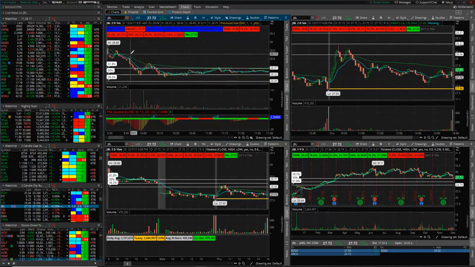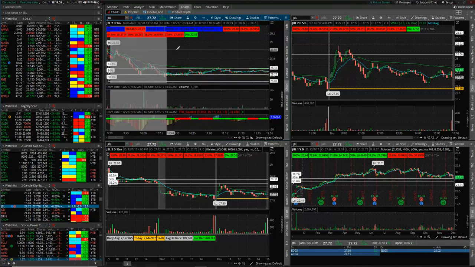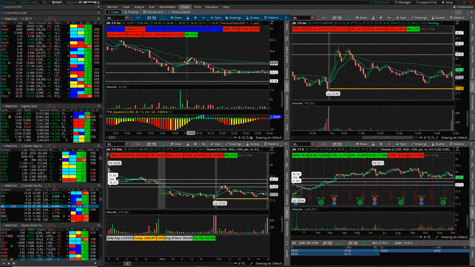Yesterday, what does the stock do? It had a high of 28.80. In pre-market, it's running, and then it's pulling back. Look what it did. It retraced all the way back to 50%, and look what it did. It bounced off that 50% retracement and then runs up.